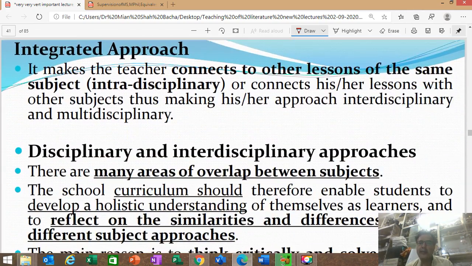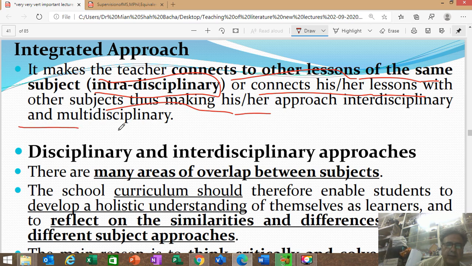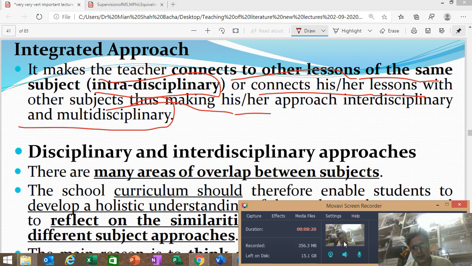And then we have an integrated approach. It makes the teacher connect to other lessons of the same subject, or connect his or her lesson with other subjects, making the approach interdisciplinary. All right. So I stop here for a while, and then I'll come back as some guests come.